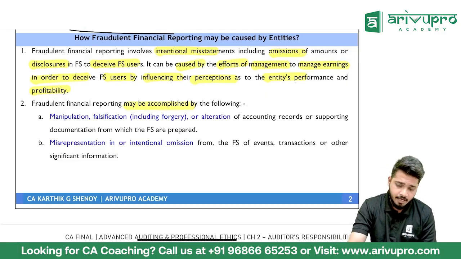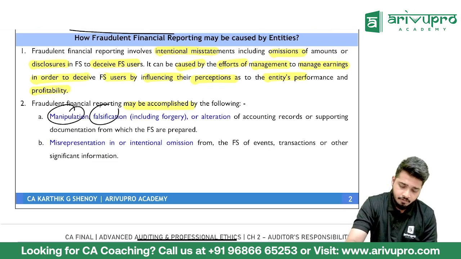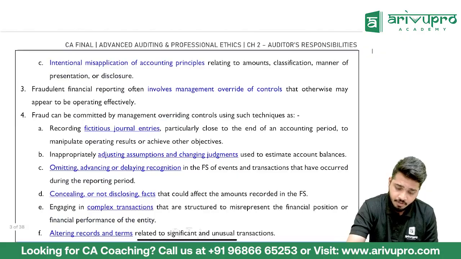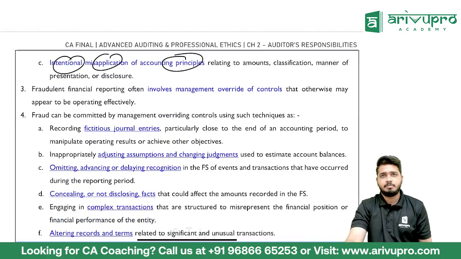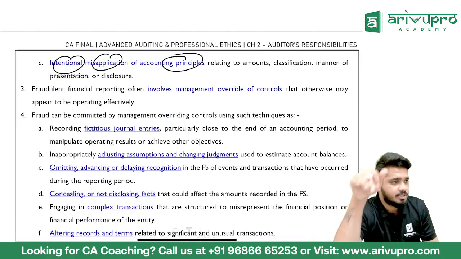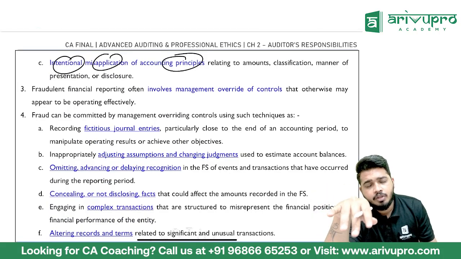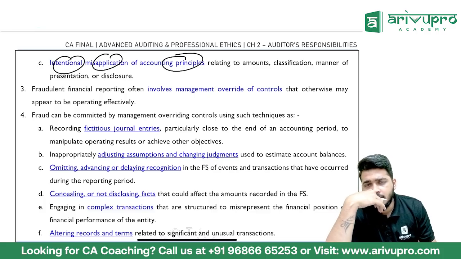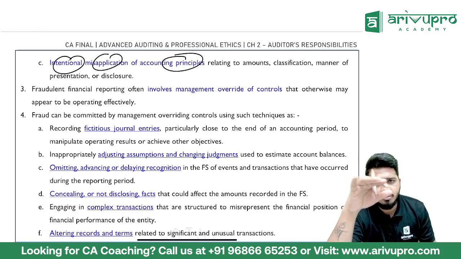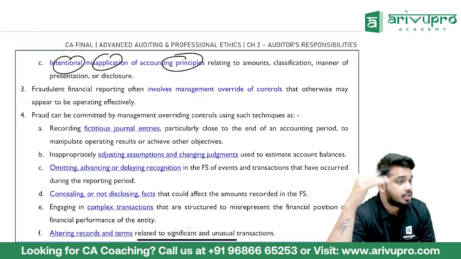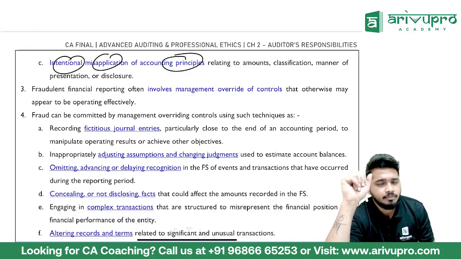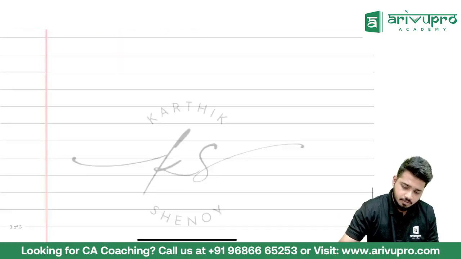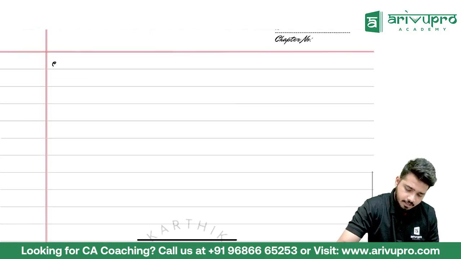Clear? It may be accomplished by the following. How? Manipulation, falsification, alteration including forgery, misrepresentation, intentional omission, intentional misapplication of accounting principles. Sir, intentionally misapplying. You know that there is an accounting policy where inventory should be valued at cost or NRV, whichever is lower. You're intentionally valuing it at whichever is higher. Why? Let me discuss this. Example.